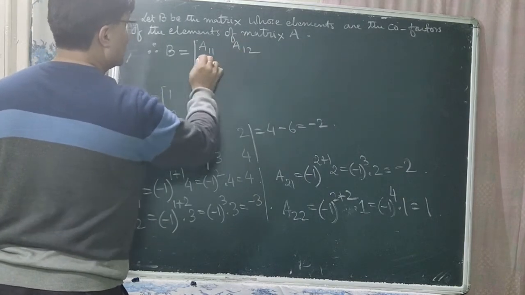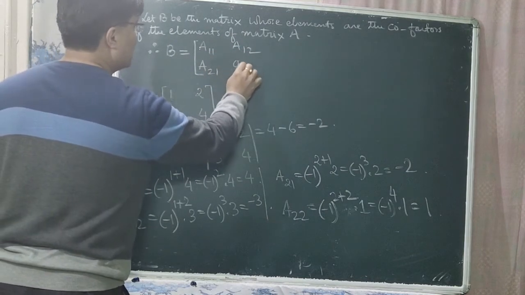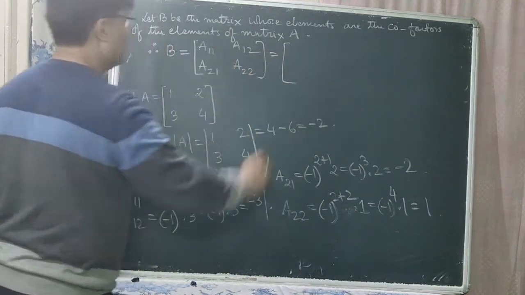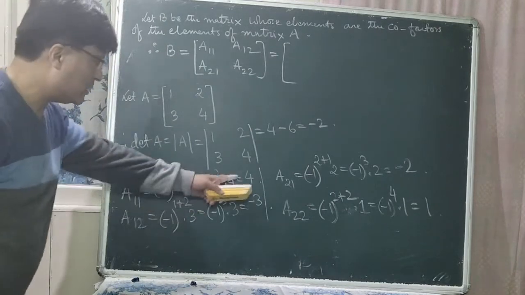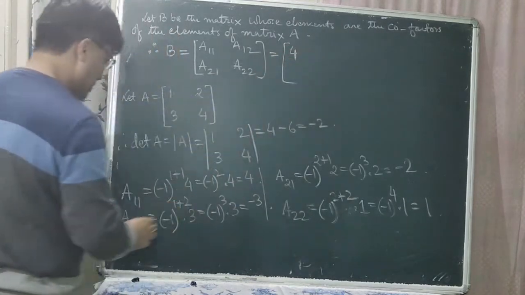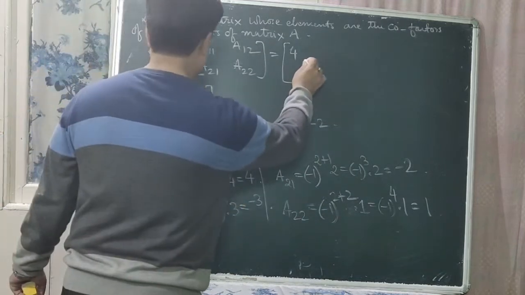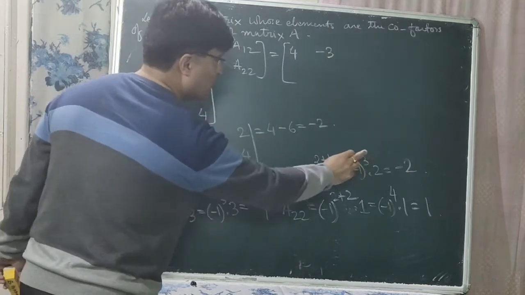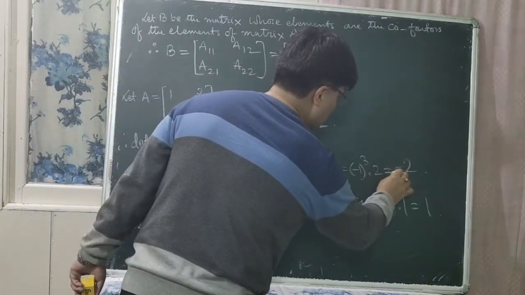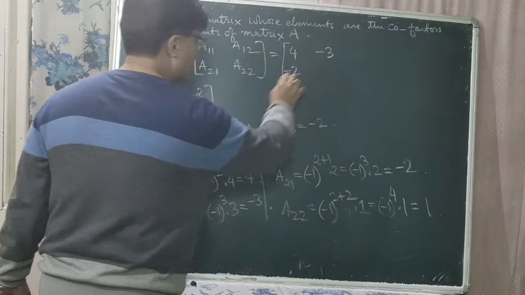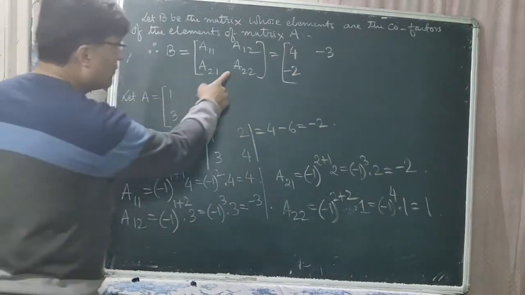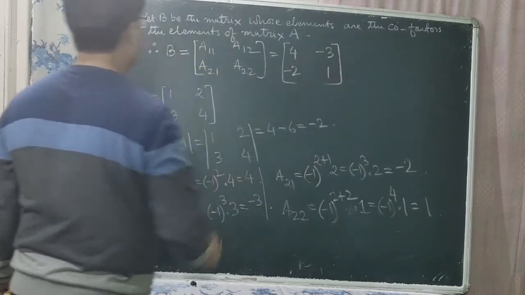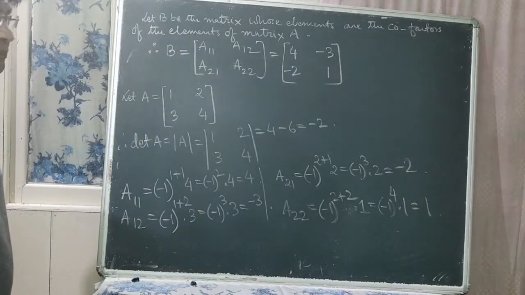A11, A12, A21, and A22. What was capital A11? It is 4. What is capital A12? It is -3, right? What is A21? It is -2. And what is the value for capital A22? It is 1 only. So this is your matrix B.